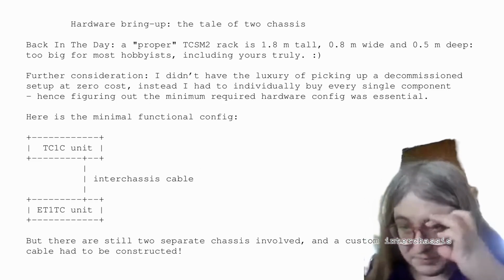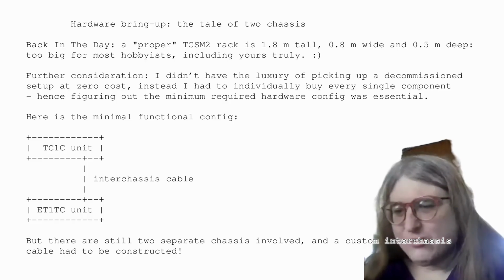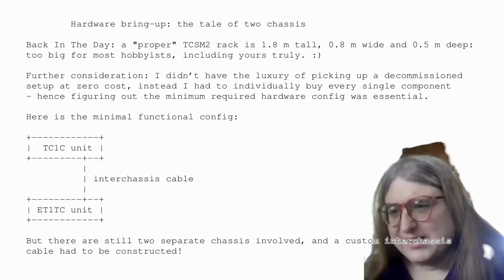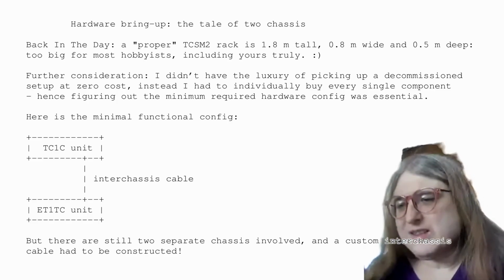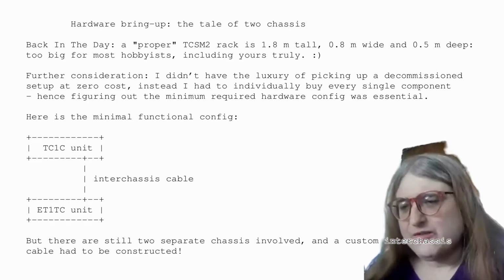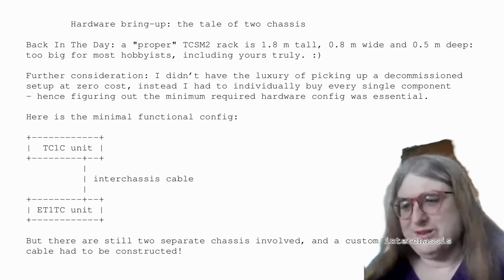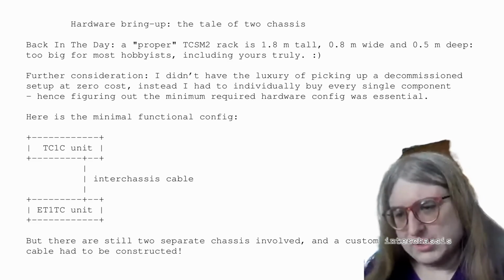So the first thing was how did I bring it up? The big part here is how I acquired the equipment. I did not have the luxury of picking up a complete working system as a free haul away from a decommissioned site or anything like this. I had to buy the parts from the surplus dealers.